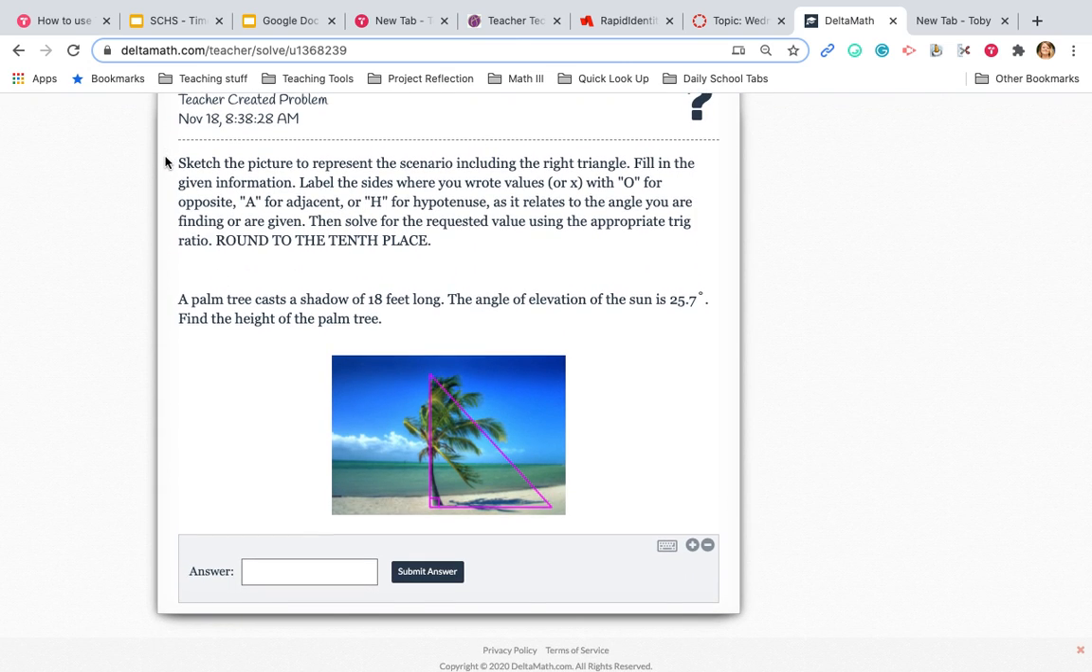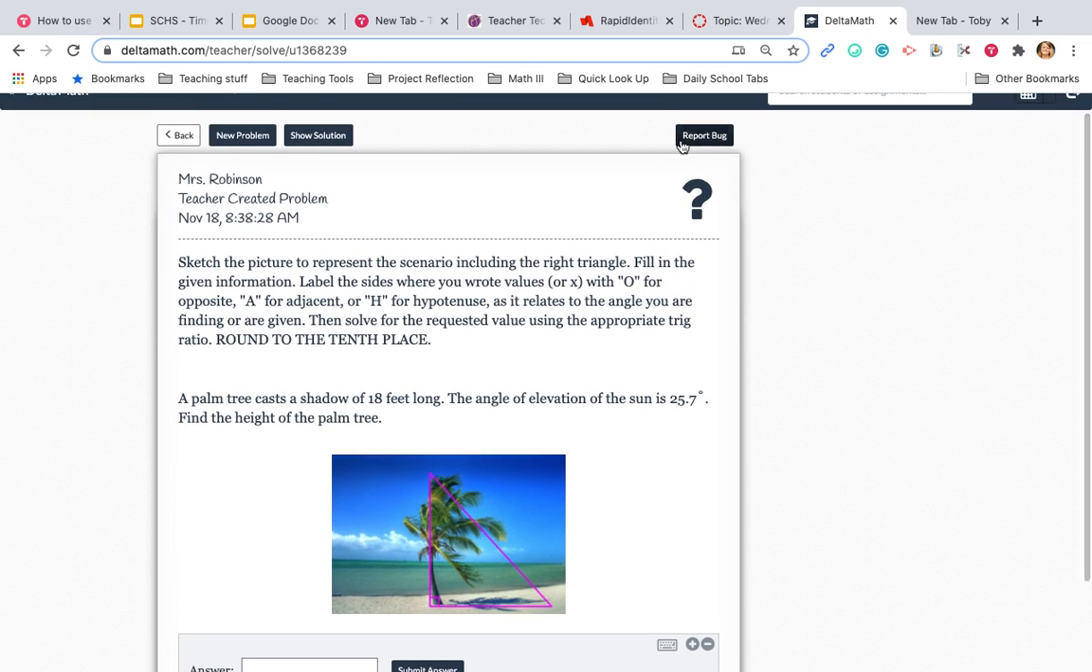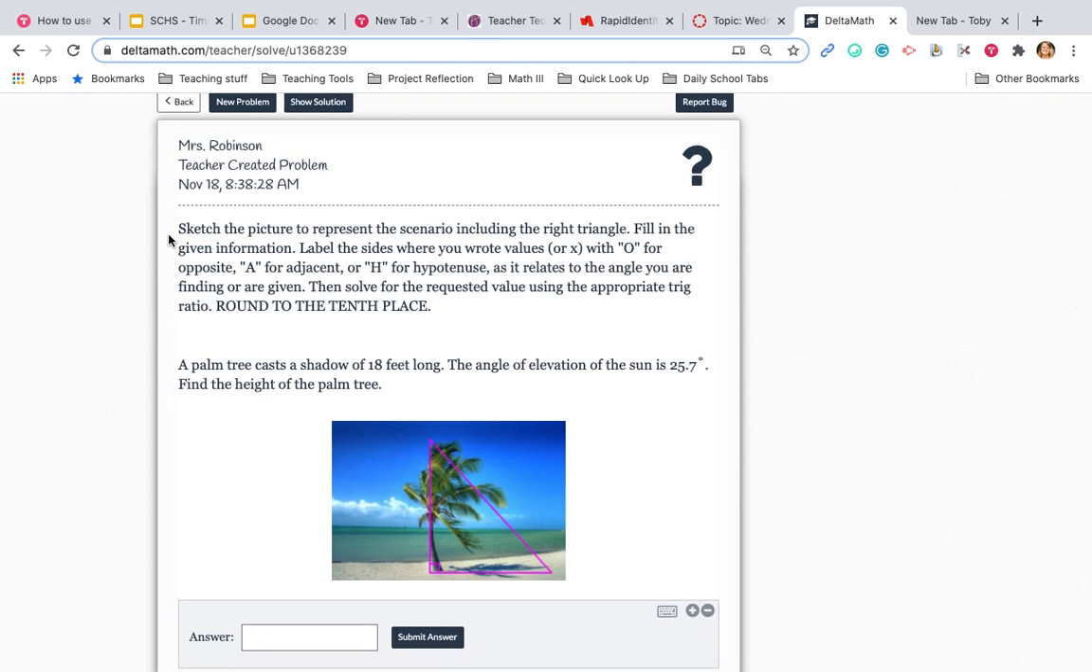I'm just going to read over the instructions one time because the instructions repeat for every problem. But these are teacher-created problems, so you do not have the option of hitting show examples and watch a video. This is the video. So it says, sketch a picture to represent the scenario, including the right angle. Fill in the given information. Label the sides where you wrote values. So if you put a number or if you put an X, label those sides with O for opposite, A for adjacent, and H for hypotenuse, as it relates to the angle you are finding or the angle that you are given. Then you will solve for the requested value using the appropriate trig ratio, rounding to the 10th place.